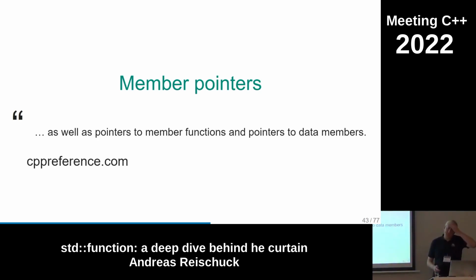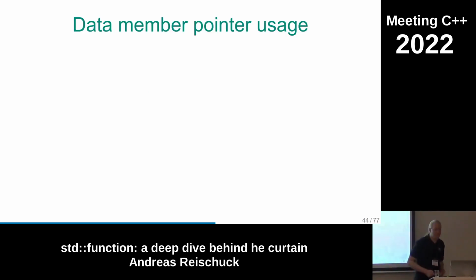Now we come to this strange thing with the member pointers. Our function object should be able to handle member pointers to functions and data members. Has anybody used this kind of feature? 1, 2, nice. 3, 4, 5, not bad. I have never used it before, so I was kind of surprised to find this feature. So let's explain how this works.